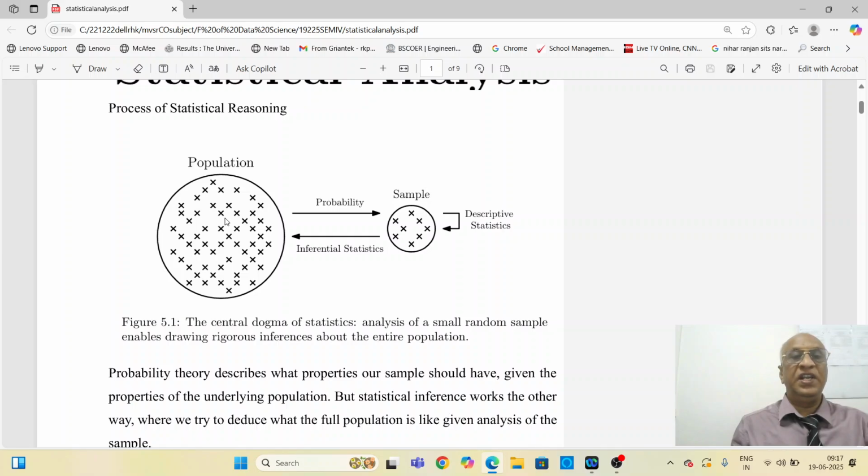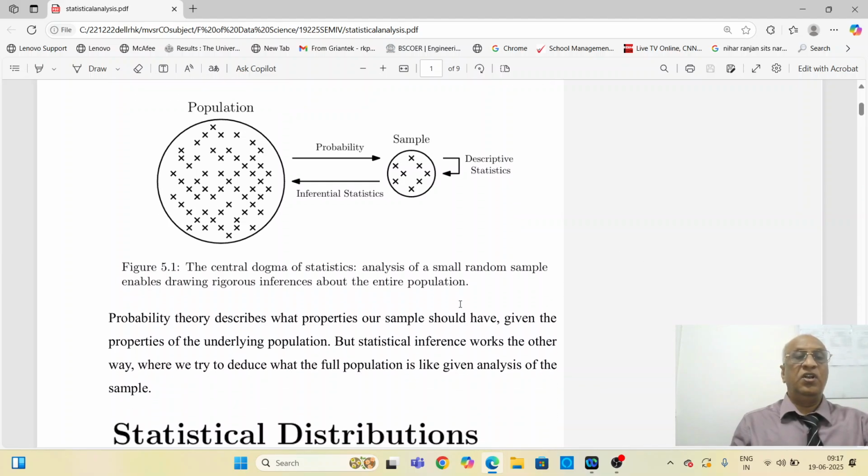So probability concept will be applied to the samples. And to these samples, descriptive analytics or statistics can be applied. And from the sample, inferences of statistics can be drawn for the entire population. So what is the meaning of this?